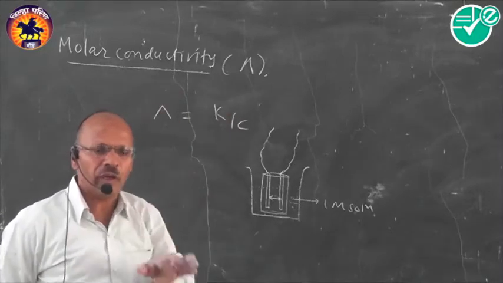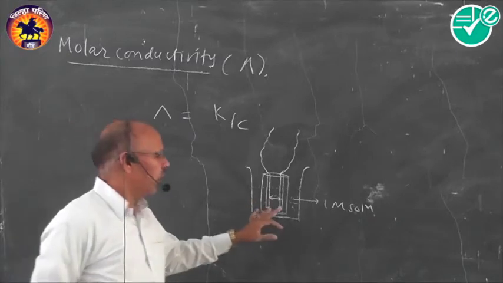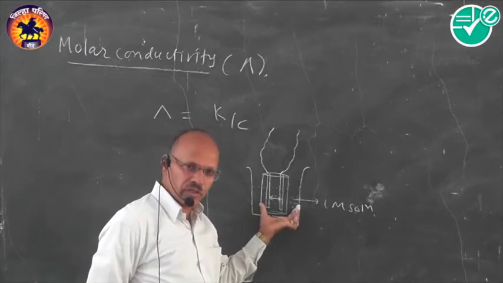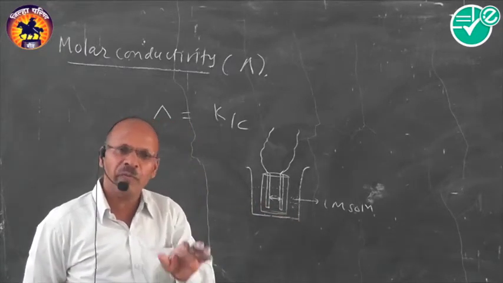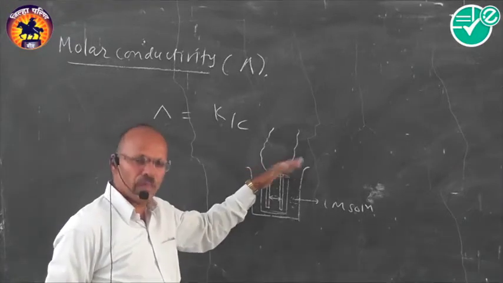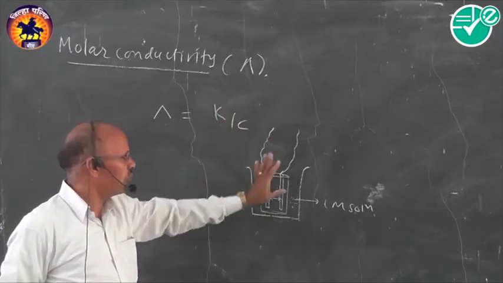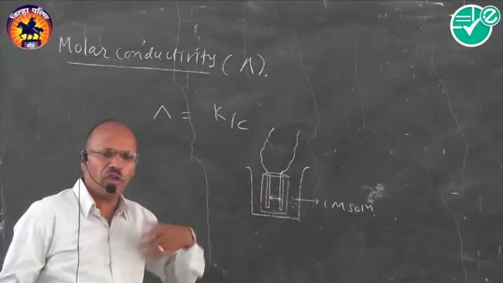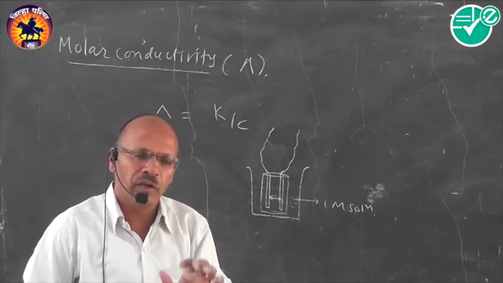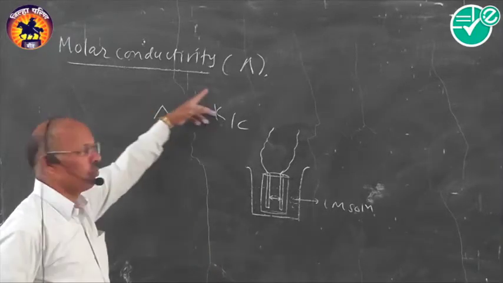So molar conductivity can be defined as the conductance offered by a solution containing 1 mole of dissolved electrolyte placed between two parallel electrodes separated by a fixed distance, large enough to contain all the solution between them. In short, we can say that molar conductivity is nothing but the conductance offered by a 1 molar solution at a given temperature.